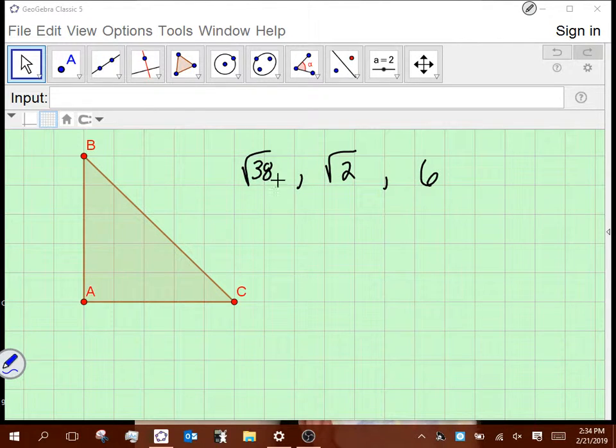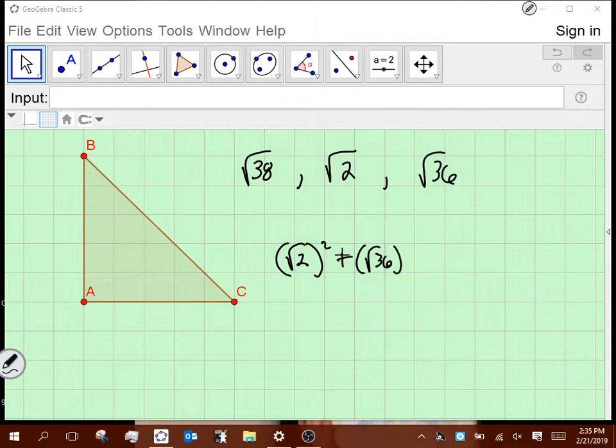I would put all of these in the same format to see which one is the hypotenuse, if this is going to be a right triangle. Is 6 the same thing as root 36? If I put all those in the same format, now I can just look at the numbers underneath, the radicands, and say radical 38 is the biggest. So does radical 2 squared plus radical 36 squared equal radical 38 squared?